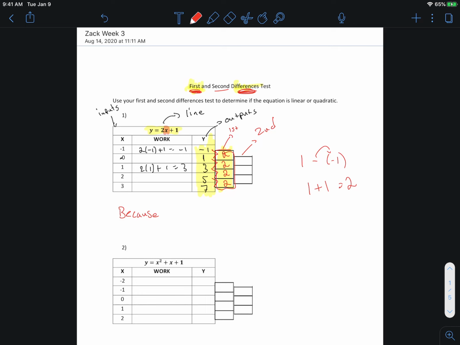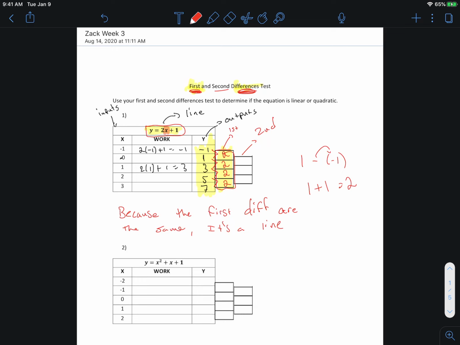That was relatively easy, right? Okay, so because the first differences are the same, it's a line. We can confirm that that's a line, right? Because all the outputs increased by 2, increased by 2, increased by 2. That's a line.